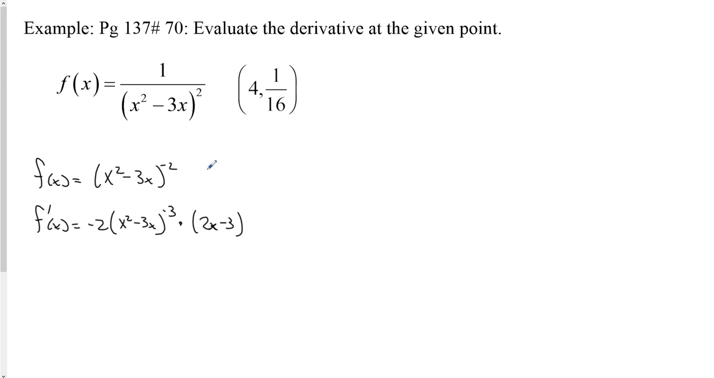Now, here's the thing. If I said find the derivative, I would expect you to reduce this somehow and simplify, if it's possible. But that's not what they want.